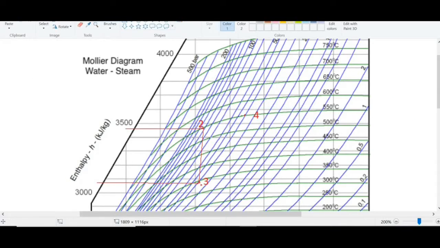So we will select here one line. We will extend one line from this point 4. And what is the value? It is above 3500. So the value is 3560 kilojoule per kilogram. And we have to note down this value.